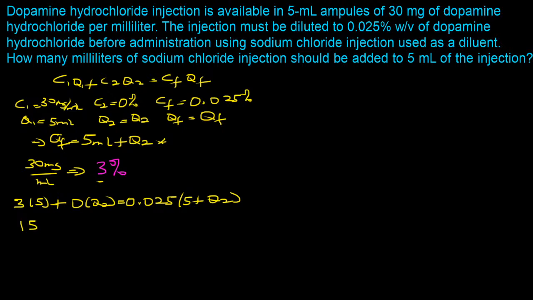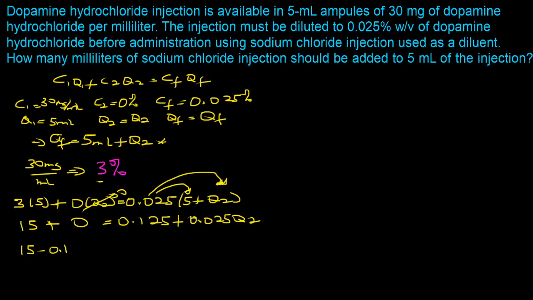So 3 times 5 is 15. 0 times any number is 0. So that goes to 0. And that should be equal to 0.025 times 5, which ends up being 0.125 plus 0.025 times Q2. So we have 0.025 Q2. So we can subtract the 0.125 from both sides of the equation. We have 15 minus 0.125. That's equal to 0.025 Q2.